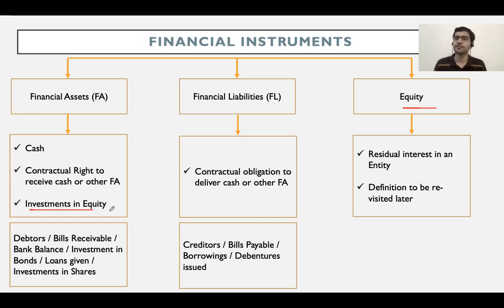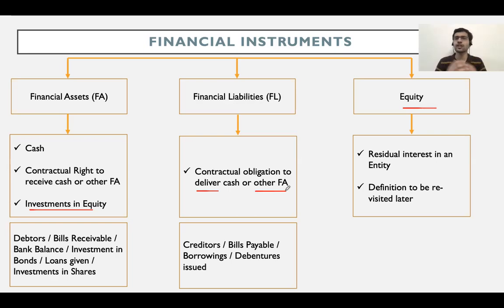The second term is financial liability. A financial liability is an obligation. It's a contractual obligation to deliver cash or any other financial asset. In this case, you and I have entered into a contract where I do not have a right, but I have an obligation to pay money to you.